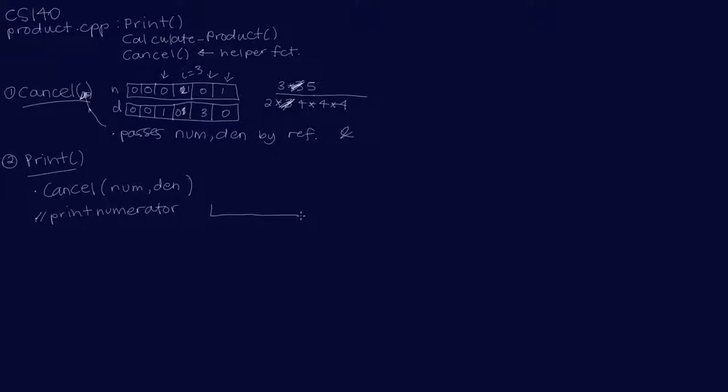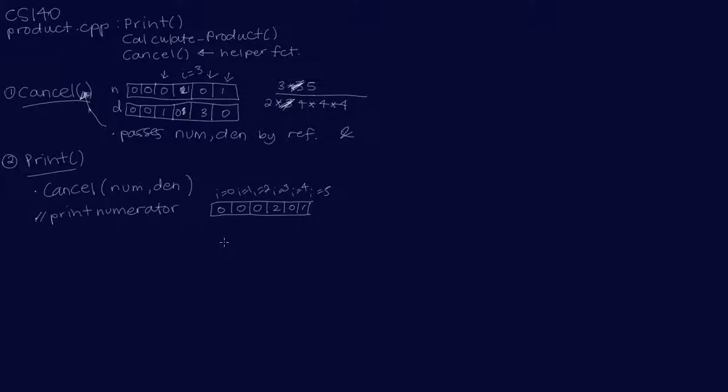So let's pretend that this is my numerator vector. Say I have 0, 0, 0, 2, 0, 1. So what this should look like is I equals 0, I equals 1, I equals 2, I equals 3, I equals 4, and I equals 5. These are, I stands for index.